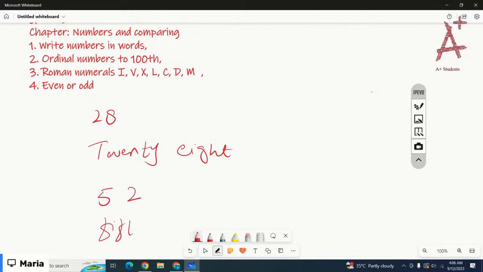For example, you have 50 and 2. When we write them, you write 2 and 8. But when we read, it is 28. When you write 52, you write 5 and 2, but you pronounce it as 52. This is the way you can write different numbers in words, right?